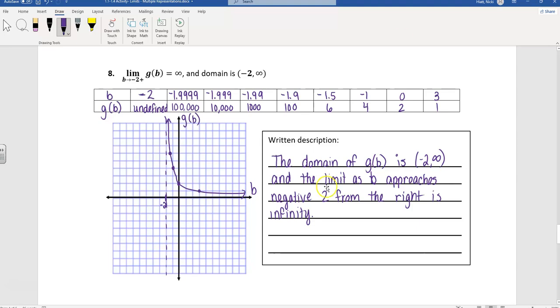Now, this is not nearly as important, because you're just filling in so that you have some information about the graph. What I really want to see is that your table has information about what's happening at that interesting point for your graph.